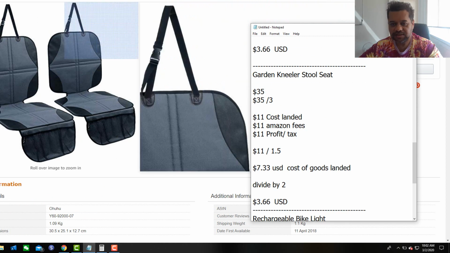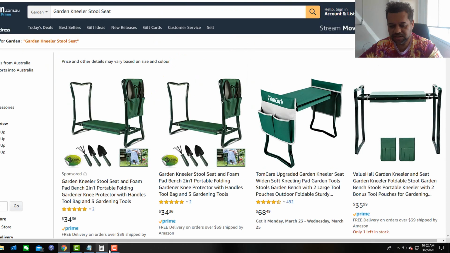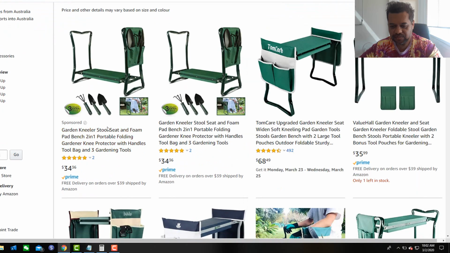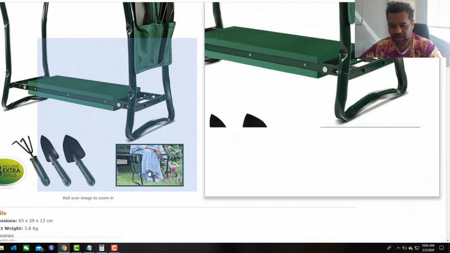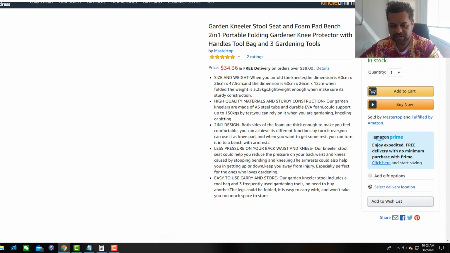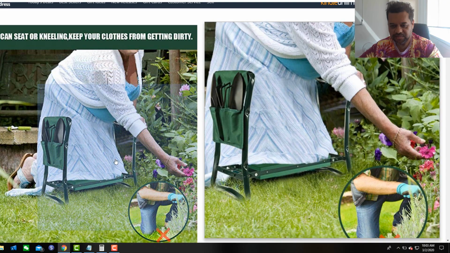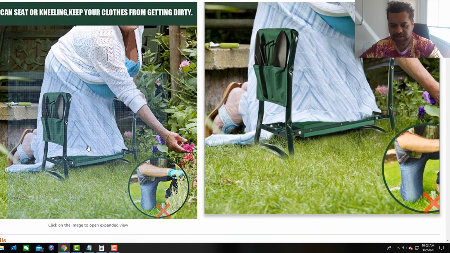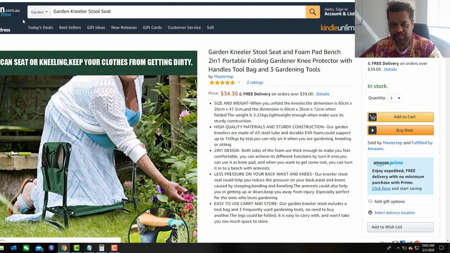Let's go to the next one, garden tool, garden kneeler stool. So this is basically a product that people use when they're gardening. Okay, let's click on this one here. Yeah, see, so they basically use this as the seat. Let's see what it looks like. Yeah, that's it there. So they're kneeling down, they're doing their gardening, and the knees are not on the ground, so it's more comfortable.